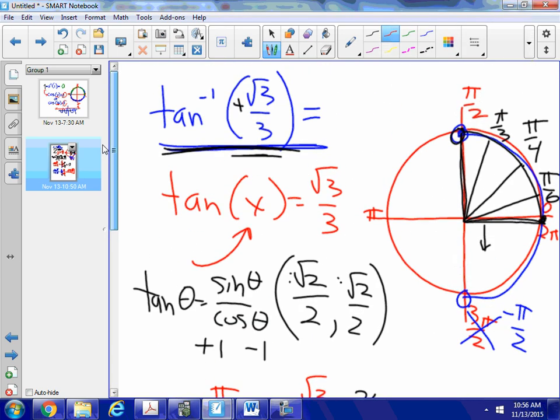So the answer to the problem is pi over 6.